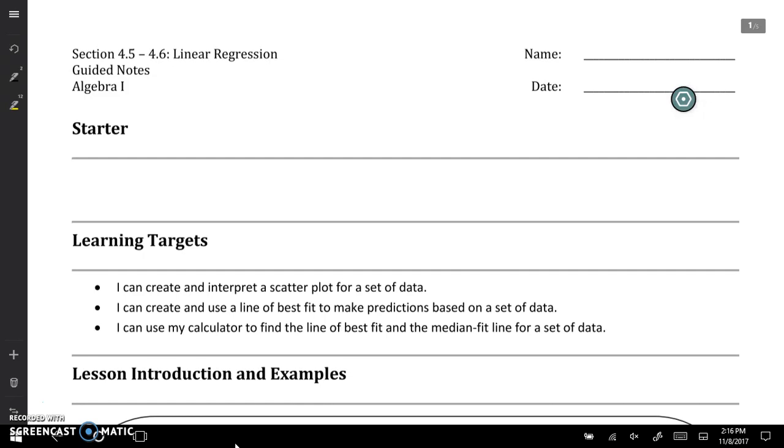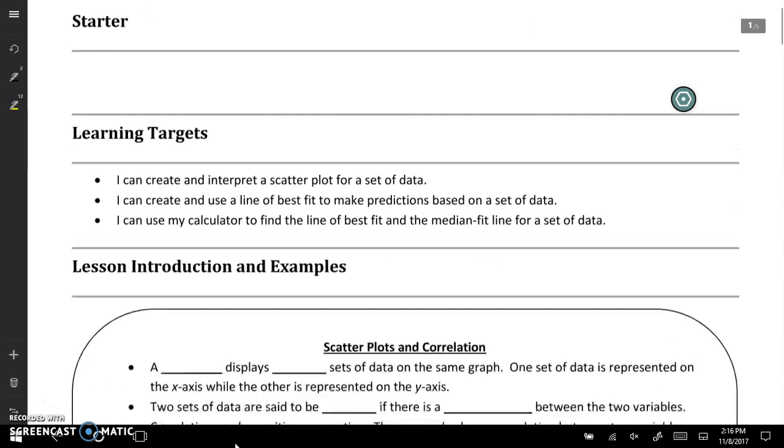We're going to get started on 4.5 and 4.6, linear regressions. We are going to do scatter plots in the beginning part. We're going to finish up the notes tomorrow in class, and then your homework will be tomorrow night. So you're not going to have any homework to do tonight. I'll give it to you tomorrow.